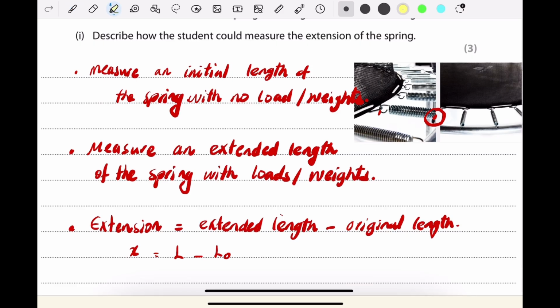One of the most important keywords here, I'm using the word measure. I didn't say calculate, okay? Because I have to use a ruler. So I already get the 3 marks, but if I want to make sure that I'm convincing the examiner I deserve full mark in this question.